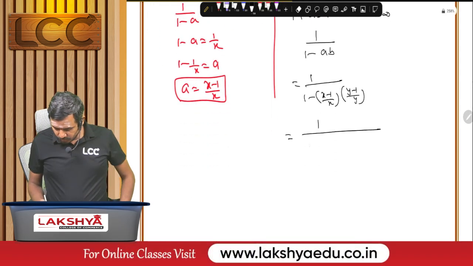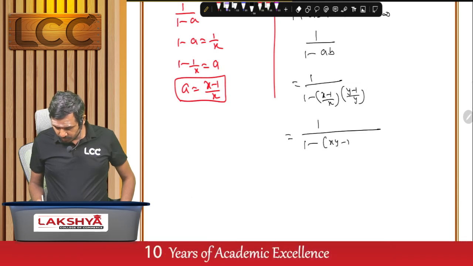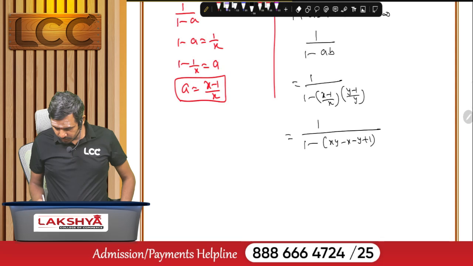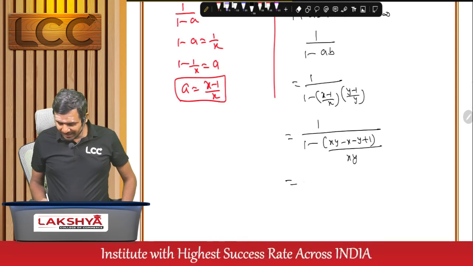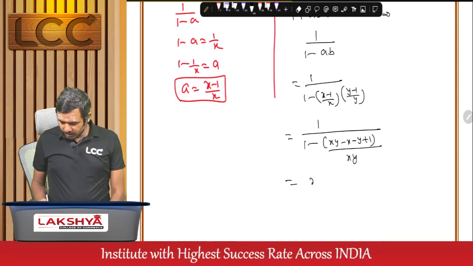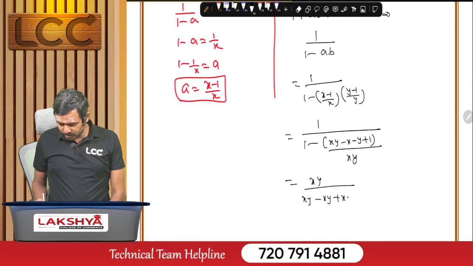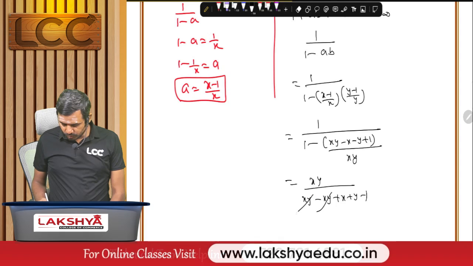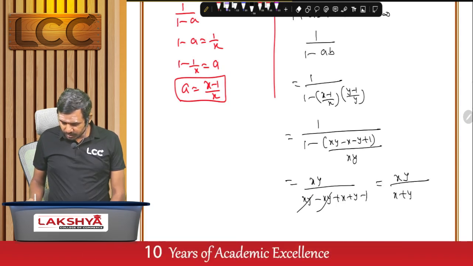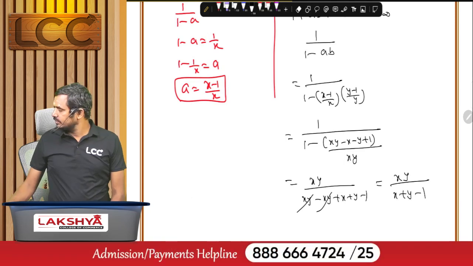Observe this: 1 minus the product, which is xy minus x minus y plus 1 by xy. Take the LCM and shift into the numerator, hence xy by xy minus xy plus x plus y minus 1. Both of them get cancelled. So we get xy by x plus y minus 1.